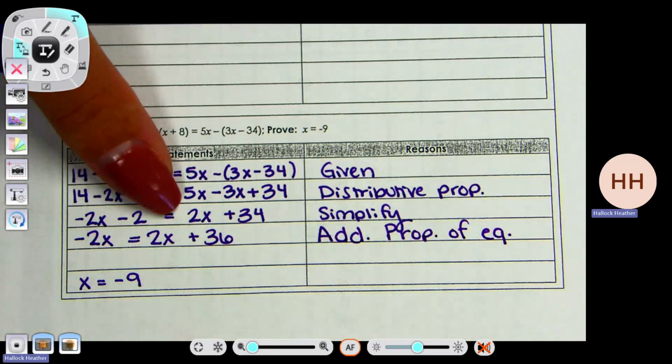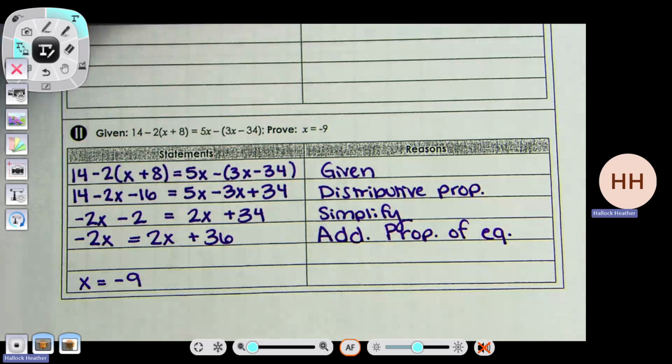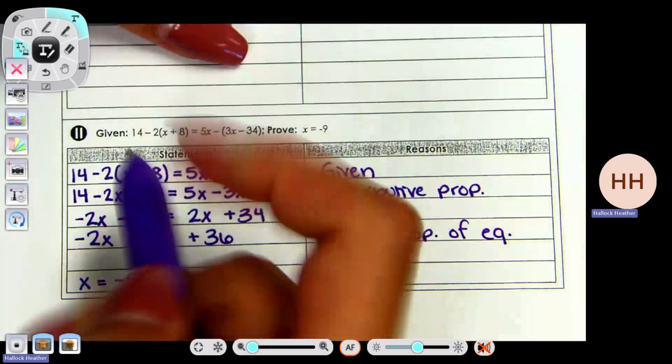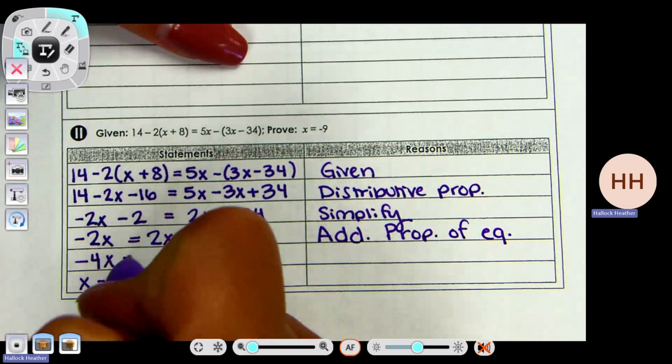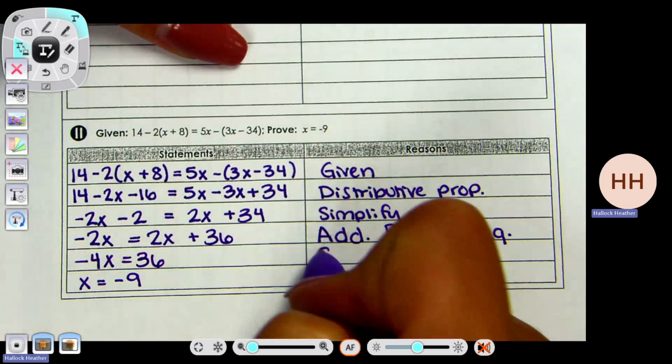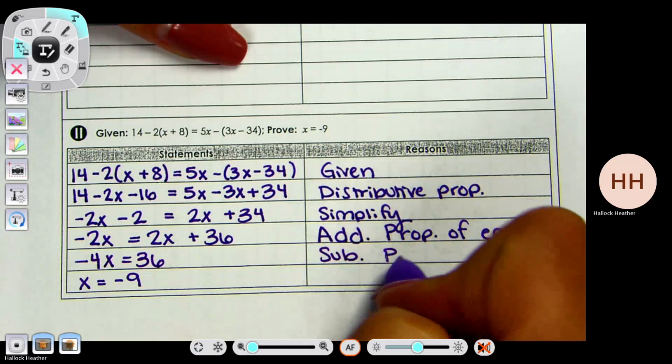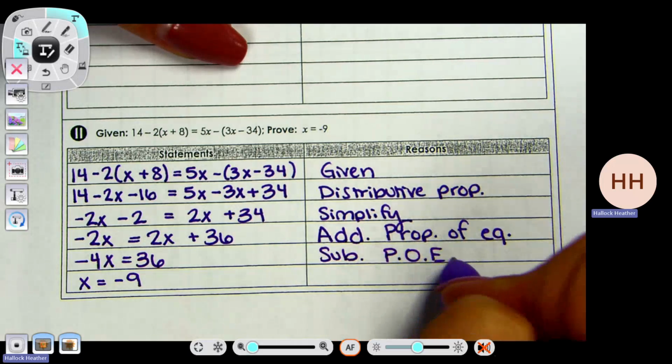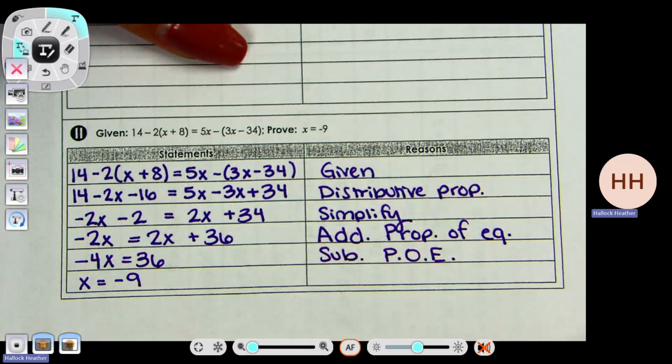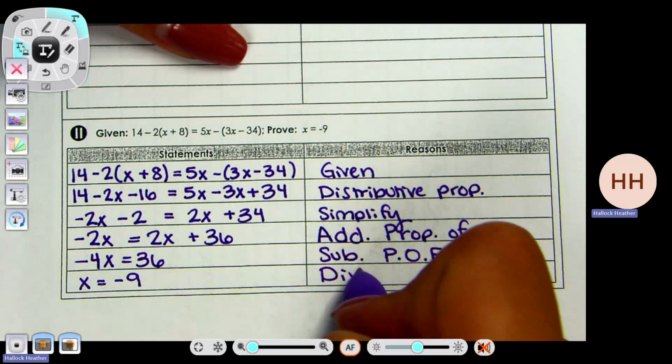And then I would have to do what? No, the minus 2x. I would minus 2x. So I'm not adding 2x, I'm subtracting because this is positive and I'd have to move it over here. So if I minus 2x and cross it out, how much would be over here? Negative. Good. -4x equals 36. And then the last step is division, property of equality.